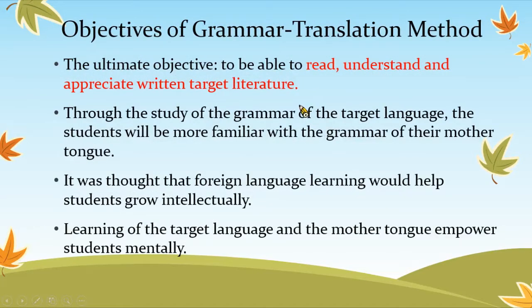Let's take a look at the objectives of grammar translation method. Basically, the ultimate objective of the method is to enable students to read, understand, and appreciate written target literature. Through the study of the grammar of the target language, the students will be more familiar with the grammar of their mother tongue. In this method, it was also thought that foreign language learning would help students grow intellectually, and learning the target language and the mother tongue empowers students mentally.